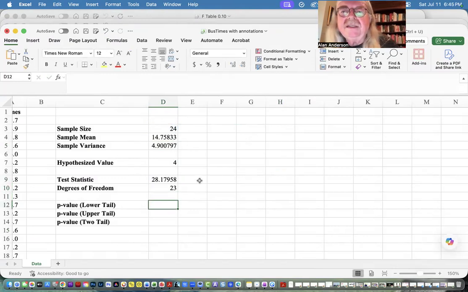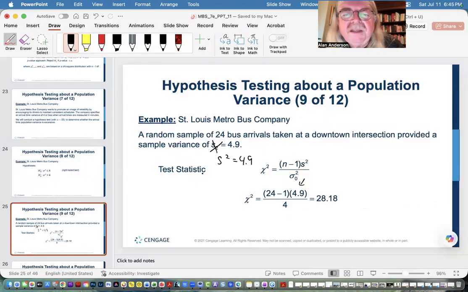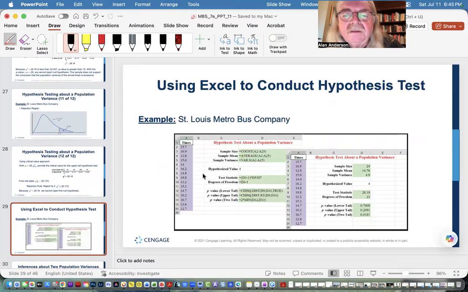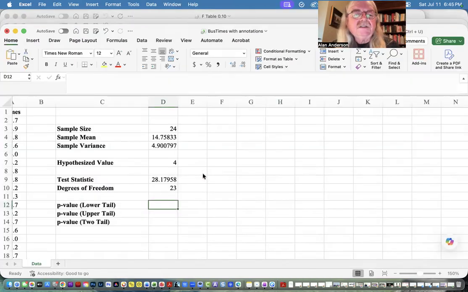Oh, but what about these? Good question. P-values. Now, again, remember, this is something we can do in Excel, but not on the calculator. So what commands will they give us? Here we are, CHISQ.DIST, as opposed to inverse, which we did in the last spreadsheet.